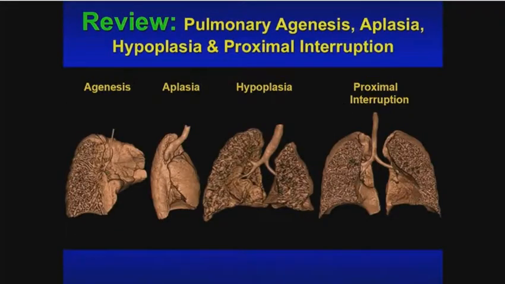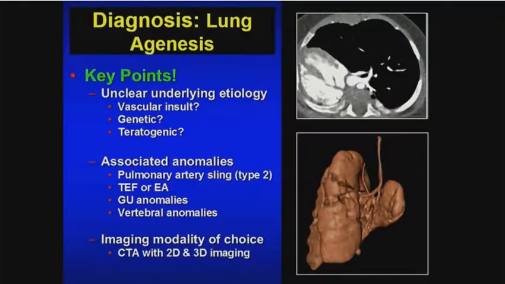Corresponding 3D volume rendered images: in lung agenesis, the entire lung, bronchi, and pulmonary artery are absent. In aplasia, you see some rudimentary bronchi. When it comes to hypoplasia, all the structures are just small. And when it comes to proximal interruption, typically the lung and bronchi have a normal appearance, but only the proximal portion of the pulmonary artery is present. The diagnosis was lung agenesis.